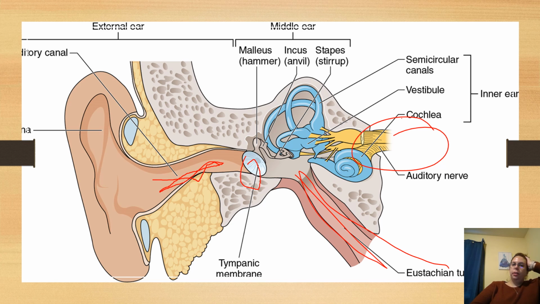And so right now, this is the anatomy of an adult head, and I know that because the eustachian tubes are relatively up and down. If it was a younger person, it would be more flat like that.